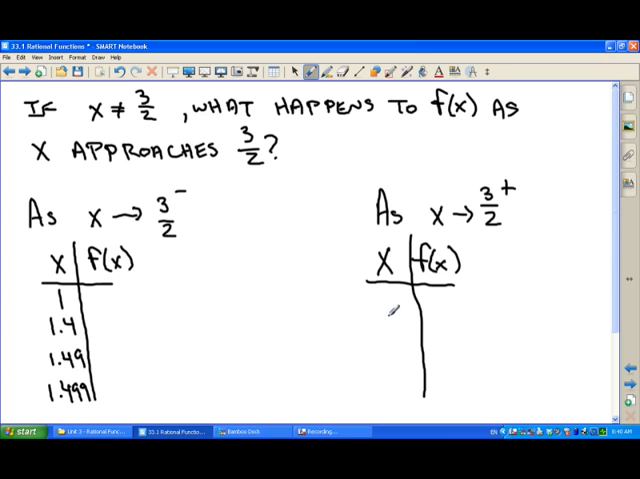And I'm going to pick some values that are getting closer and closer to 3 halves from the right-hand side. And I'm going to evaluate the function at these values. And you can do the same.